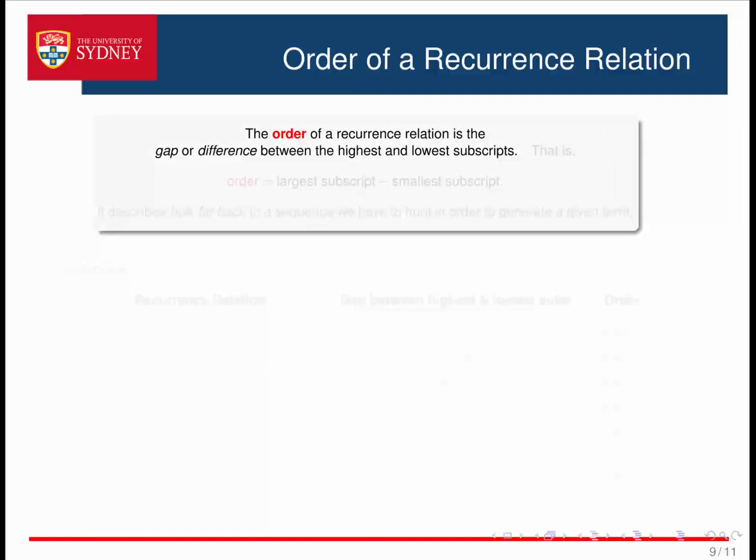More generally, consider any sequence generated by a recurrence relation. Then the number of positions between the term with the highest subscript and the position of the term with the lowest subscript represents the order. That is, the order is the gap or difference between the highest and lowest subscript which occurs in the equation. Thus, to calculate the order of a recurrence relation, we locate the largest subscript and then subtract away the lowest subscript.